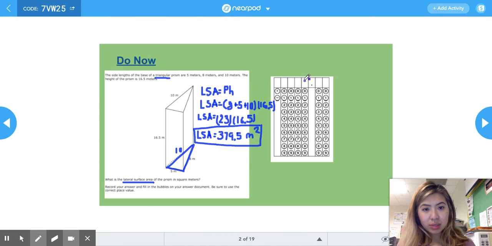And if we have to bubble it in, I'm going to start with the decimal point. I know that 9 goes in front, 7, 3, and then behind the decimal point is a 5. And because there is no number that should go in the hundredths place, I'm going to just put 0. So then I'm going to bubble in the answer: 3, 7, 9, 5, 0.